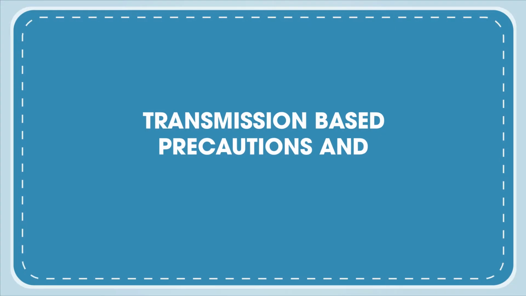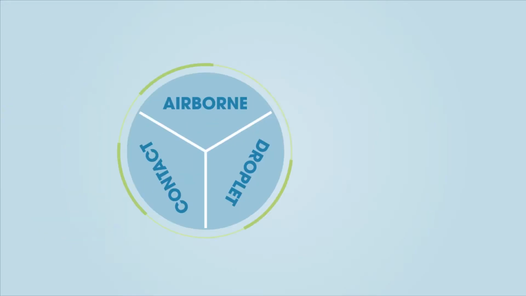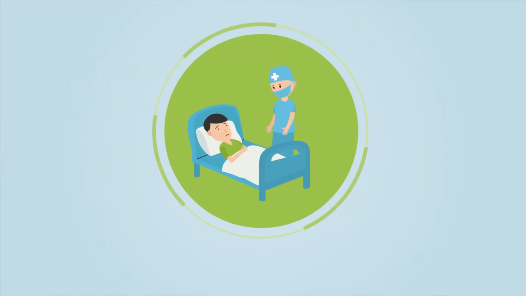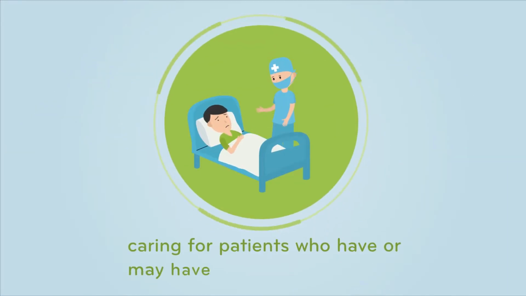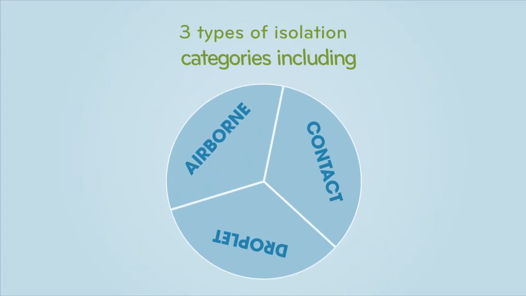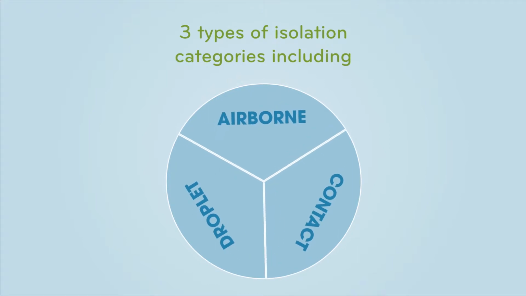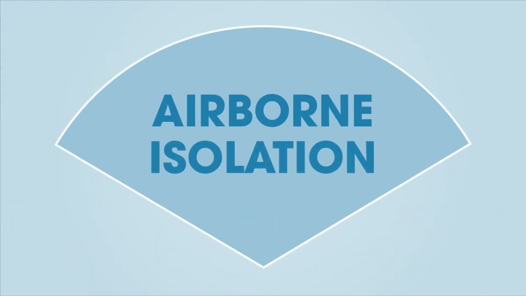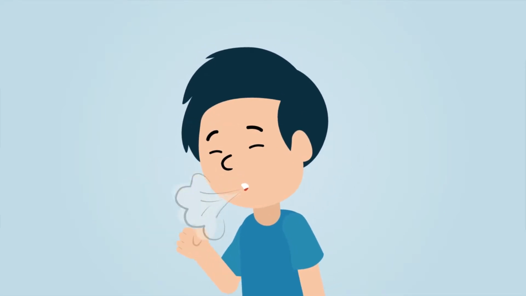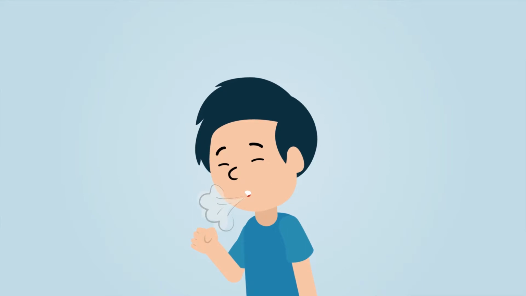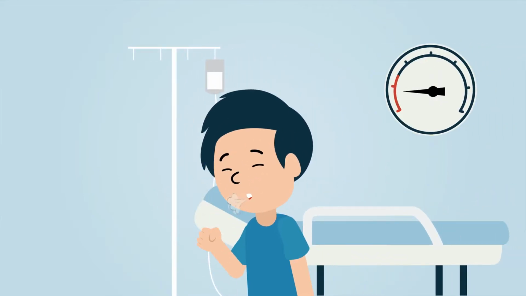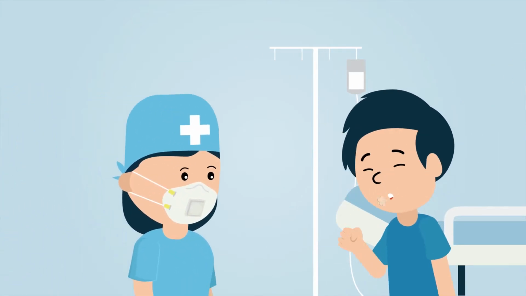Transmission-based precautions and isolation categories. Transmission-based precautions are used in addition to standard precautions when caring for patients who have or may have a contagious disease. Within this group, there are 3 types of isolation categories, including 1. Airborne isolation is used when a patient is infected with a disease caused by small airborne droplets, such as TB. These patients are typically held in a specialized negative air pressurized room, and staff are required to use a respirator.